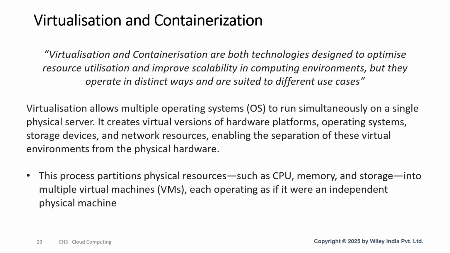You can partition your computer resources into different partitions, and on each partition, you can use a different operating system. So that is called virtualization. Virtualization means that there is only one set of resources, but you can partition it internally to give a flavor as if they are on different machines. That is why it is called a virtual machine. This process partitions physical resources such as CPU, memory, and storage into multiple virtual machines, each operating as if it were on an independent physical machine.